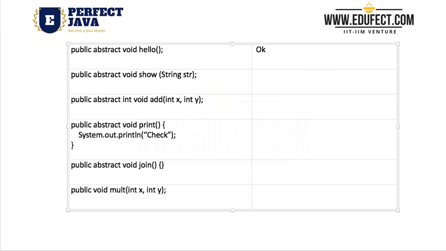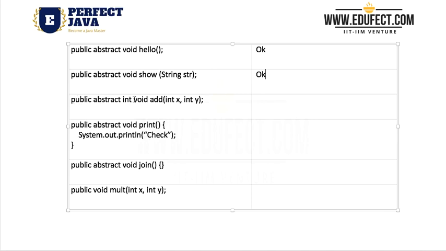If you look at the second example, public abstract void show string str. Like any method, an abstract method can take parameters. It can take any number of parameters. And notice in this case also we have the word abstract here, and we do not have an implementation. Instead, we have a semicolon. So this is okay.